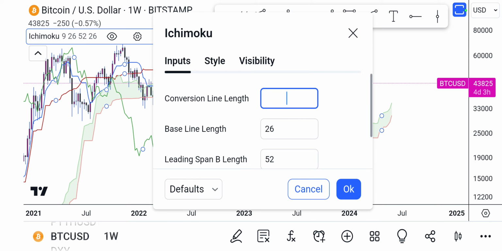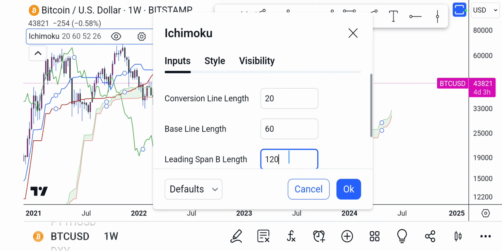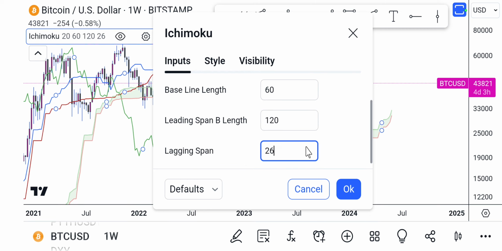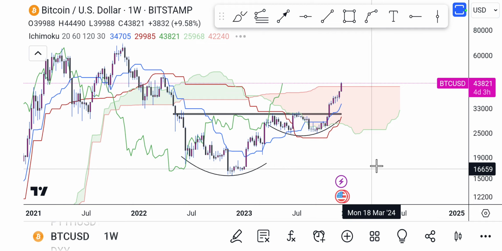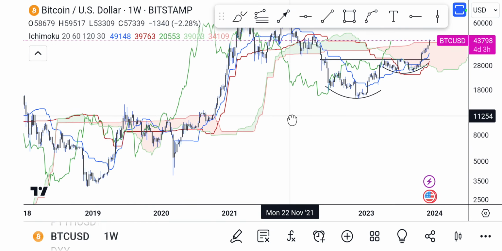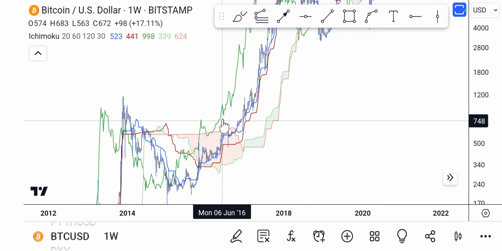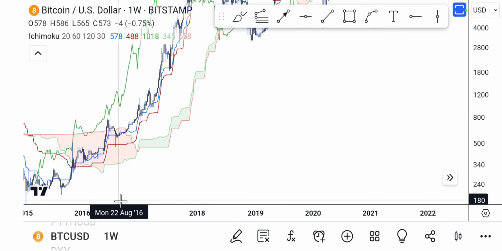So we have 20, we have 60, we have 120, and we have 30, which is the double cloud settings. So even if you take the price back, you're going to see the same setup, just like this edge to edge, and price was actually moving very well.